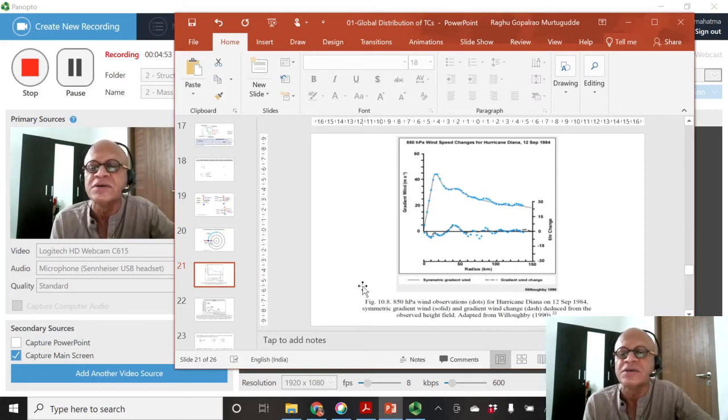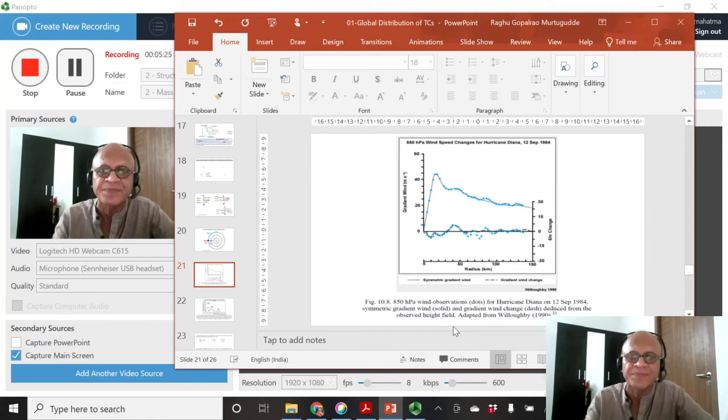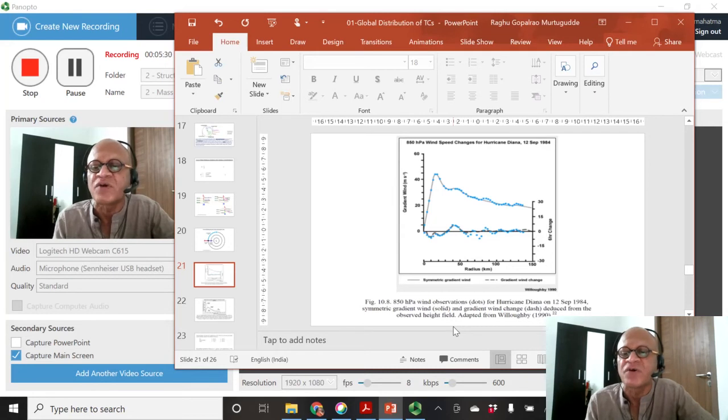So look at the data here, 850 hectopascal wind observations in these dots for Hurricane Diana on 12 September 1984. Symmetric gradient wind shown here in the solid line, and the gradient wind change shown in this dashed line here. So this is looking at the change here at 6 hours, deduced from observed height fields. So you have geopotential height gradient, which can be used to derive winds.